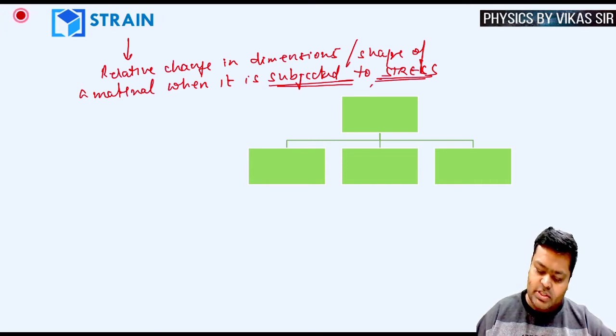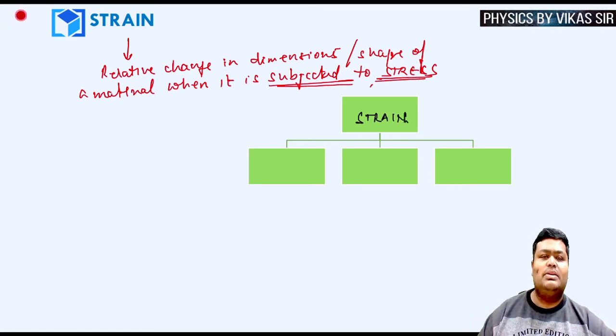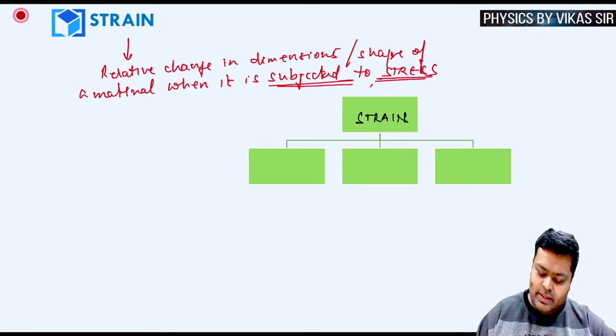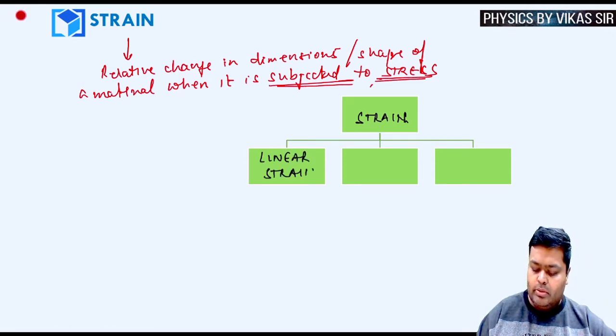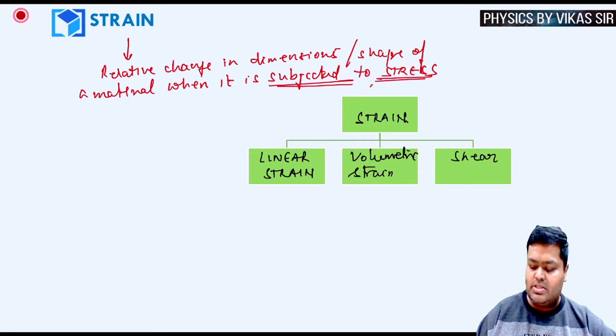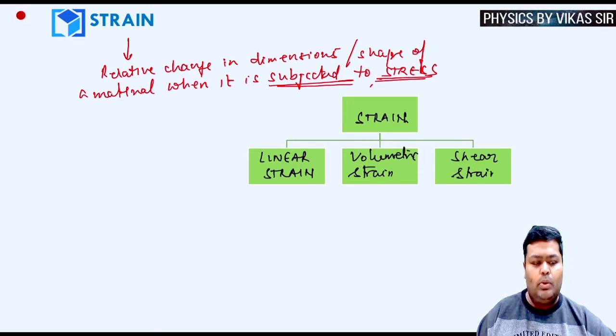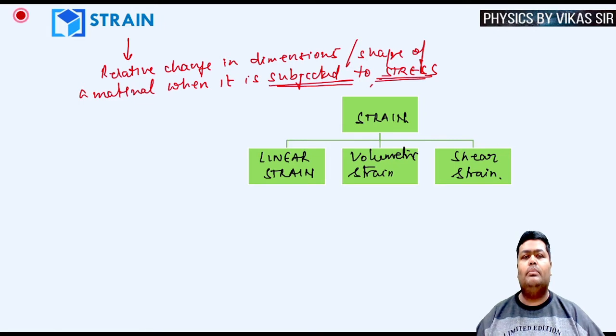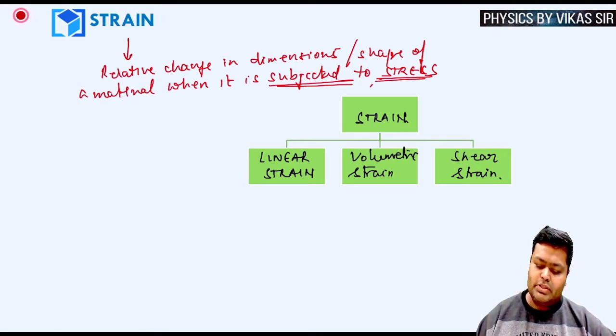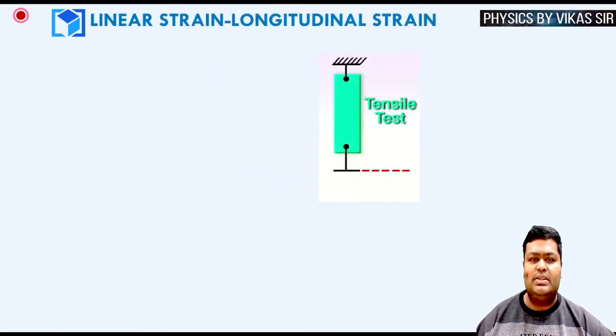Now, when I'm talking about strain, I can classify this into three parts. The first one is linear strain. The second is known as volumetric strain. And the third is known as shear or tangential strain. So let's now understand each one of them in detail. First of all, let's focus upon what a linear strain is.